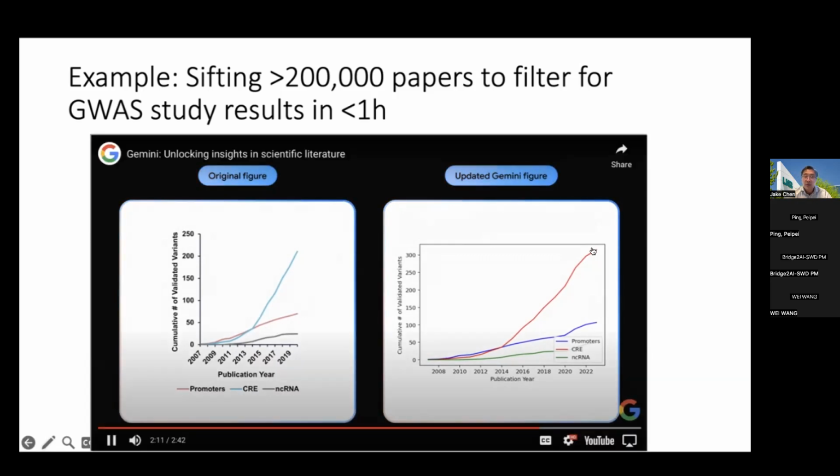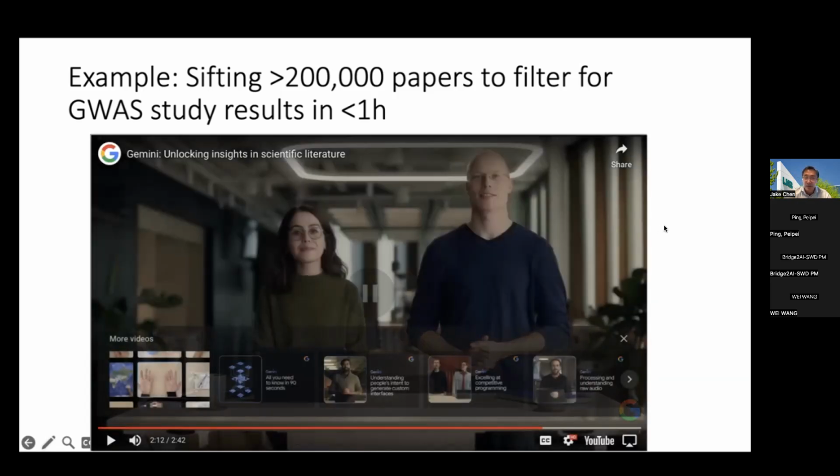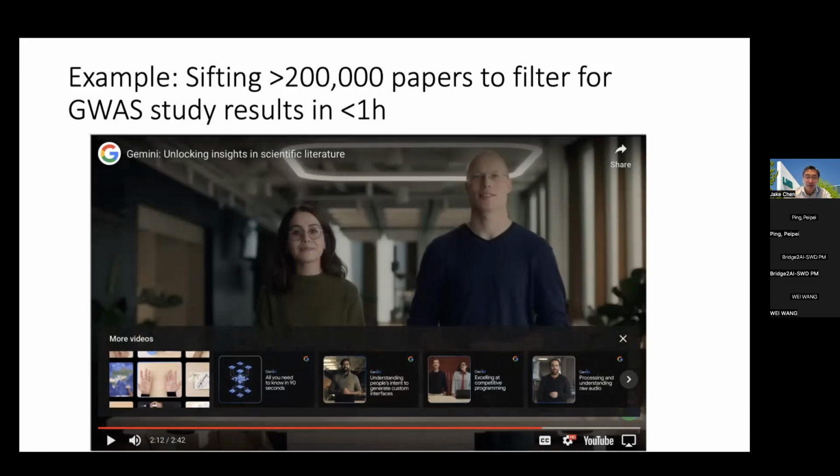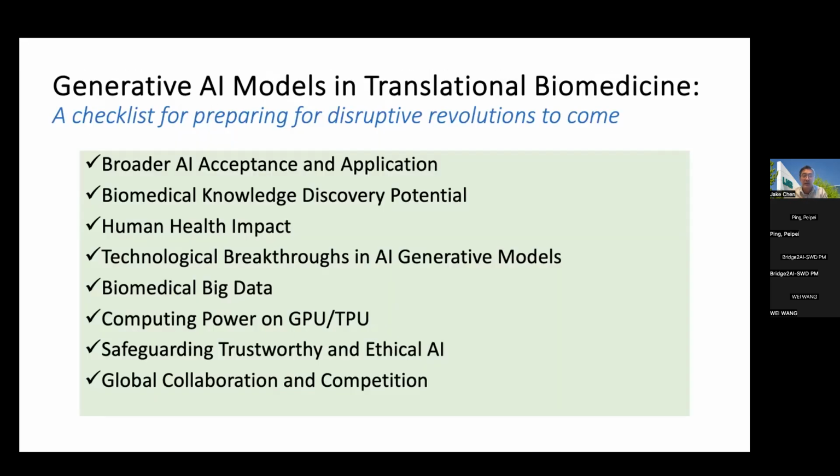So Taylor used Gemini. Okay, so that's it. I think I was very impressed, and it's almost like a month of my graduate student work in 1 hour. So I think now it would really be good to think about how do we prepare for disruptive revolution if we can do generative AI for translational biomedicine.